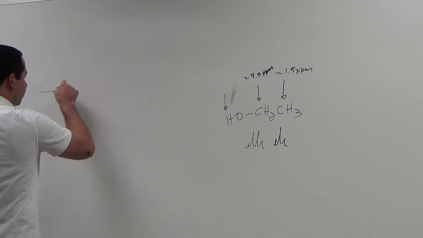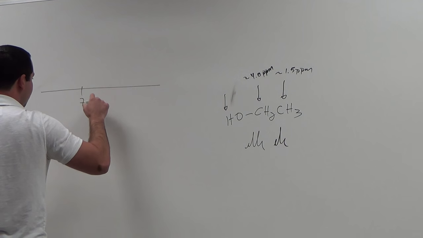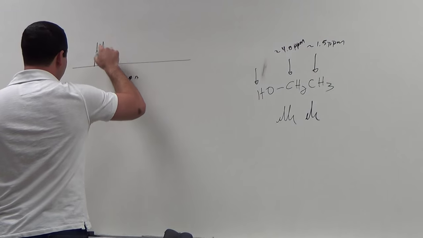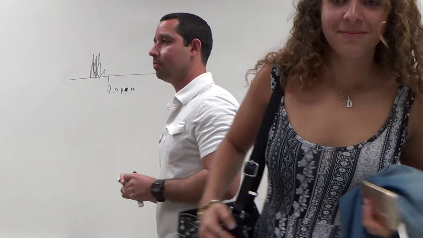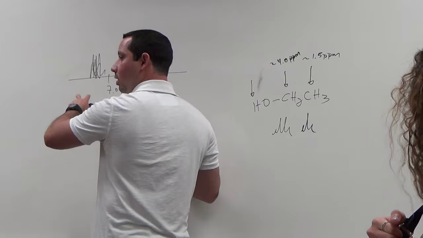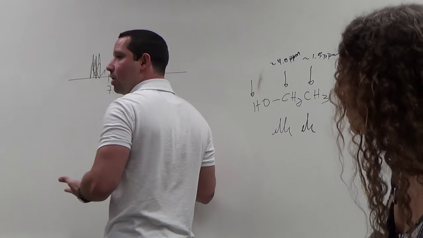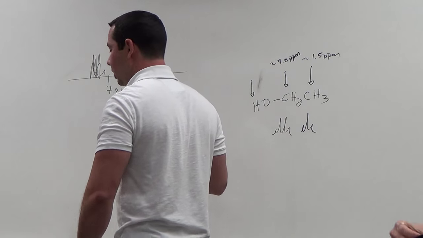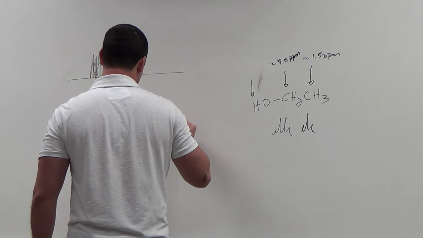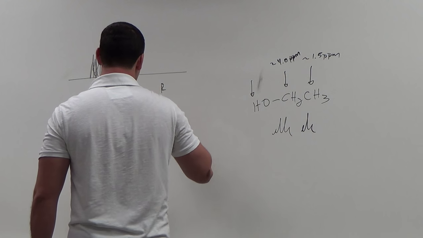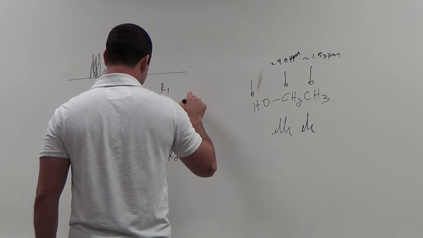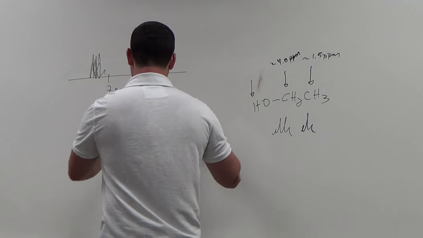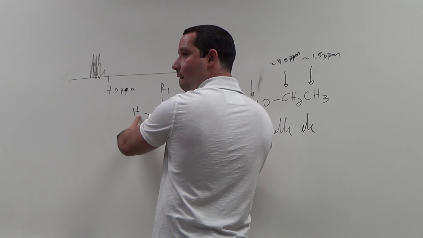So let's say this is 7 ppm. And you have peaks around this region, and you can't tell what they are. What are they? This is a benzene ring, okay? Now, you can tell stuff from the multiplicity of this benzene ring, yes? Let's say you have something here, and then something here. Are these 2 hydrogens the same, yes or no?